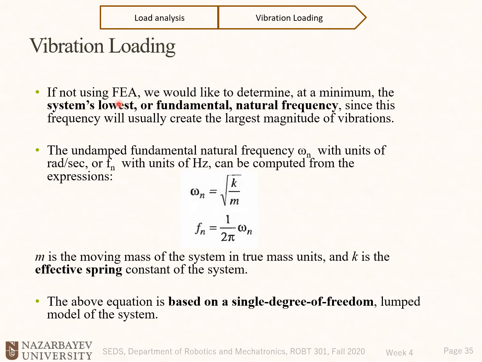So if not using FEA, which is finite element analysis, we would like to determine at a minimum the system's lowest or fundamental natural frequency, since this frequency will usually create the largest magnitude of vibrations. So we are always looking for the maximum values, either in dynamic forces, static forces or vibration. Covering all the natural frequencies would be very computationally heavy. We don't have that much time to spend, and it wouldn't be necessary. So we just need to find the fundamental or lowest natural frequency, because the largest magnitude of vibration happens at that frequency.